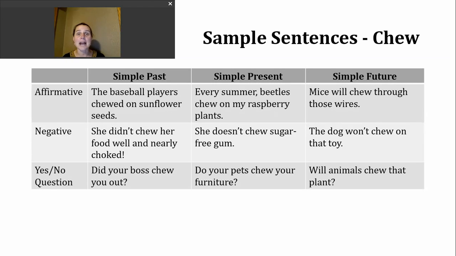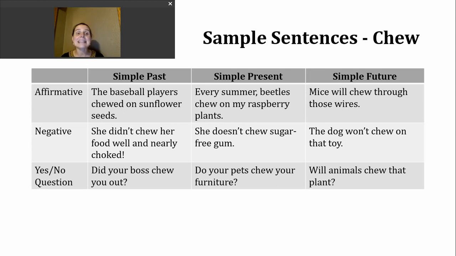Let's continue practicing using this verb chew, and today we'll do some practice in the simple past tense, the simple present, and the simple future. Let's start with the simple past tense. Here, we're going to use the ed form of the verb in the affirmative. And it's going to remain chewed no matter if my subject is singular or plural. Here's an example sentence. The baseball players chewed on sunflower seeds.